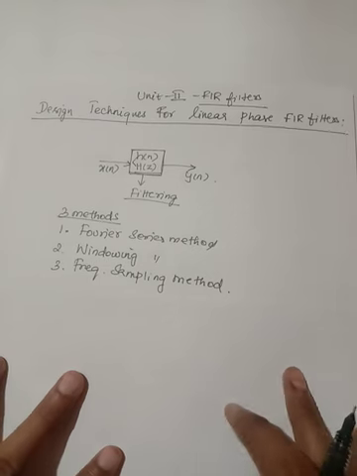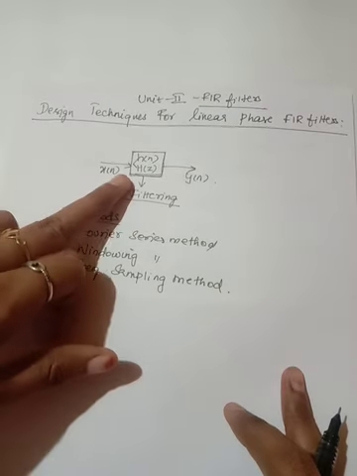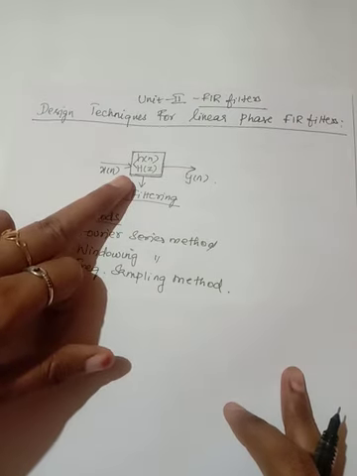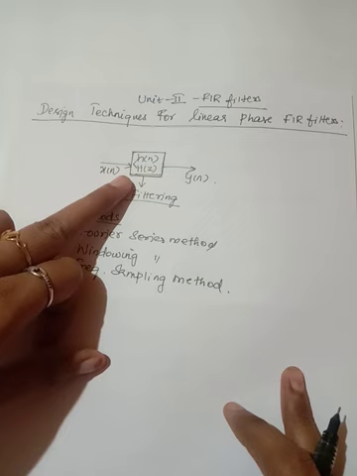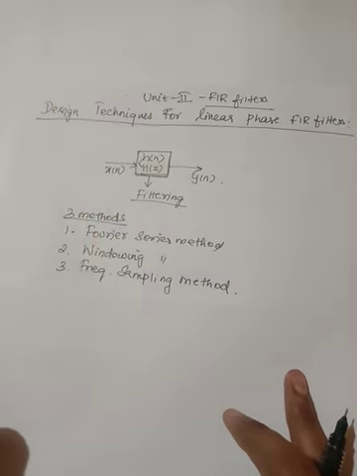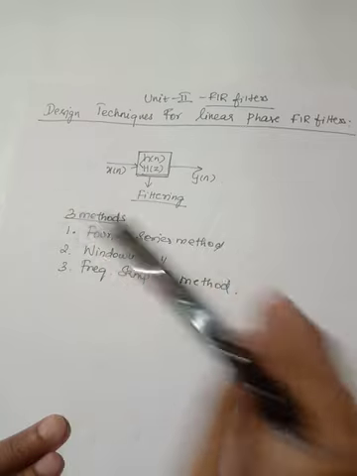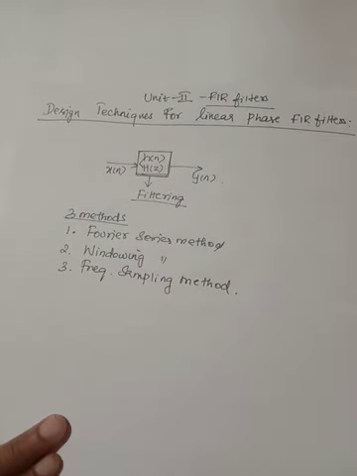Hi students, in this video we are going to discuss the design technique for linear phase FIR filter. If you want to design a filter, first you need to know the functionality of the filter. In order to know the functionality of the filter, we need to find out this h of n and h of z. H of n is nothing but the impulse response of the system and h of z is the transfer function of the system.